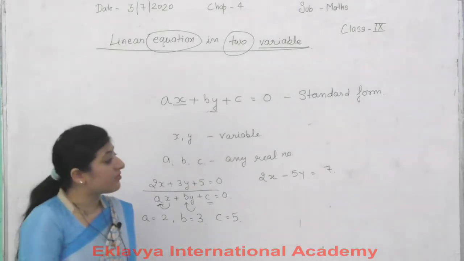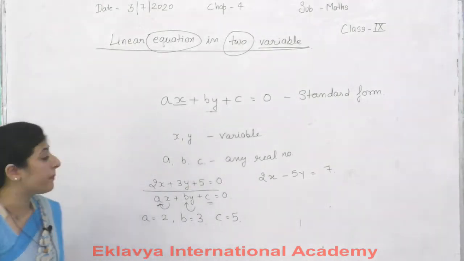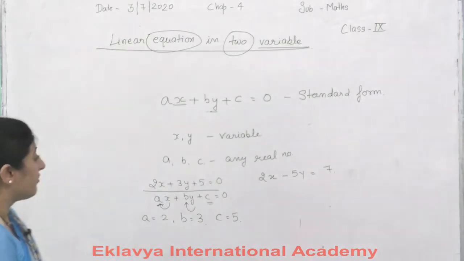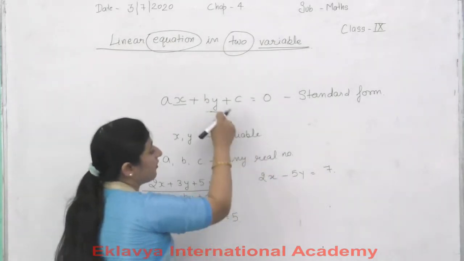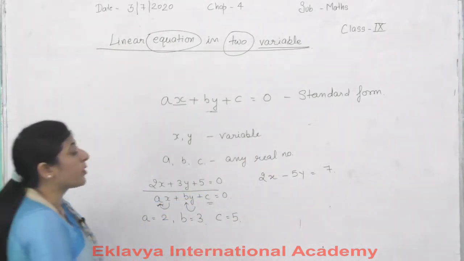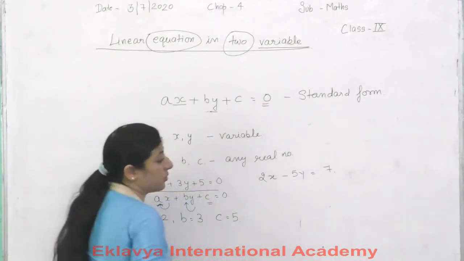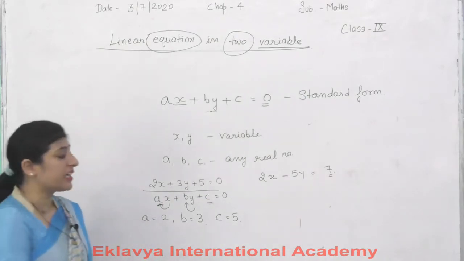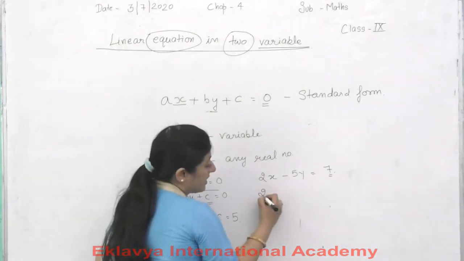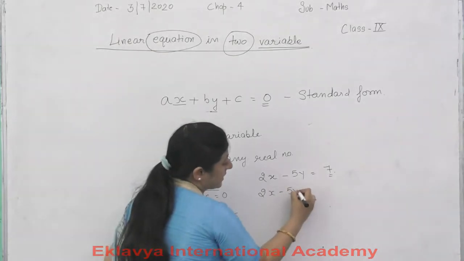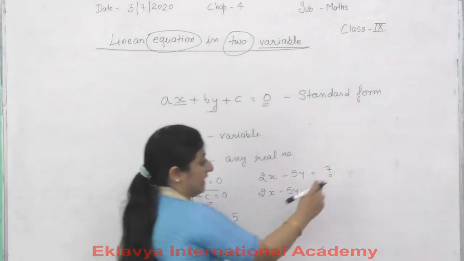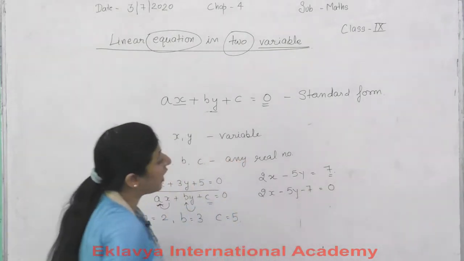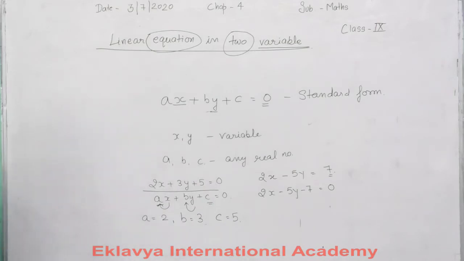Find the value of a, b and c, but firstly convert it into the standard form. Firstly see, is it in standard form? No, because on the right side there should be only 0, but here on the right-hand side it is 7. Then we convert it into standard form, that is 2x minus 5y plus 7. When you change the side it becomes minus 7. Now we can say that it is in standard form.